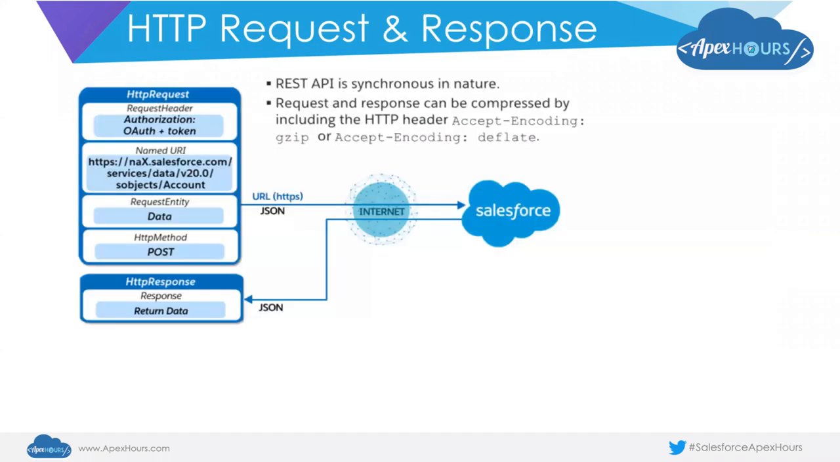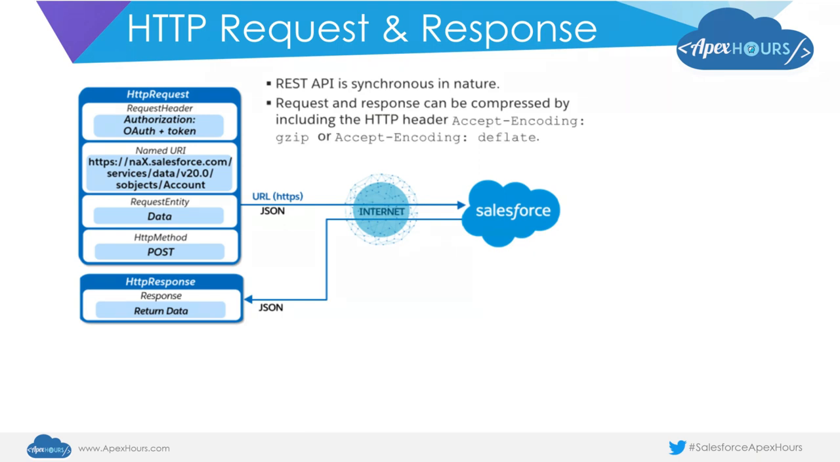Okay. Moving on. When you are actually constructing an HTTP request, let's say you are writing a Java program and you want to call the Salesforce REST API, the HTTP request would contain the request header and the URL, the endpoint basically, and then the request entity, what data you want to interact with. Then there would be the method: get, post, put, patch, delete. Salesforce will send a response, and that will contain the data inside a body.